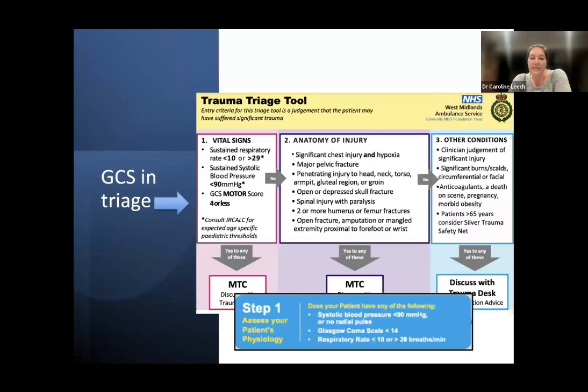So this is the one from the Scottish Ambulance Service, and their step 1 would be if you had a Glasgow Coma Scale of less than 14, so that's 13 or less. So have a look at your tool and remind yourself of where GCS would feature. And of course, when we were talking about open or depressed skull fracture, you'll see that's on the stage 2 of this tool, anatomy of injury.